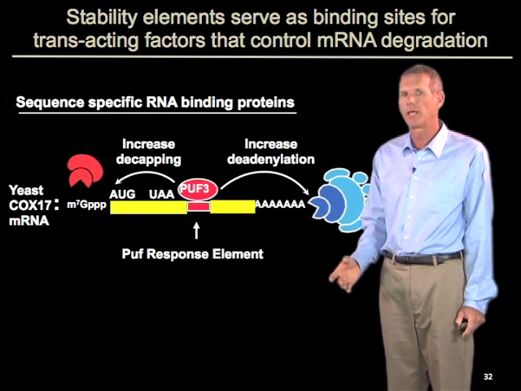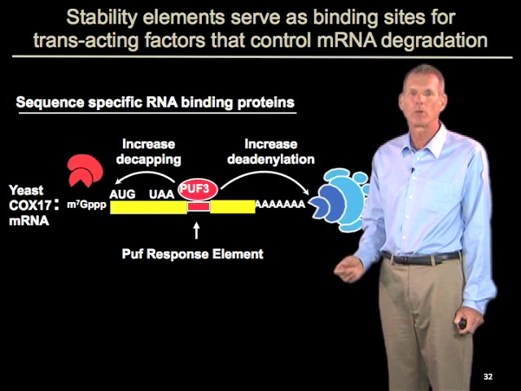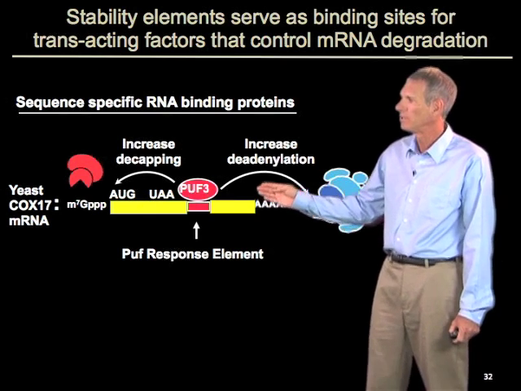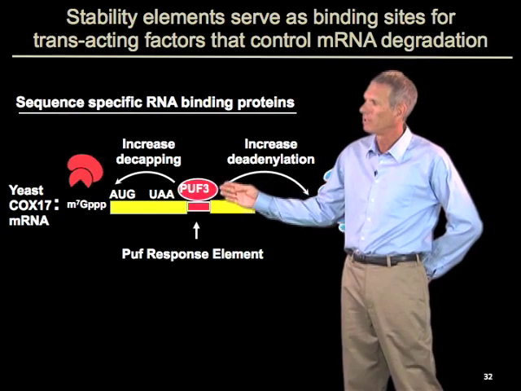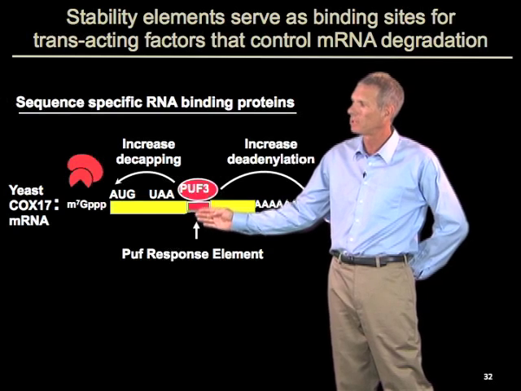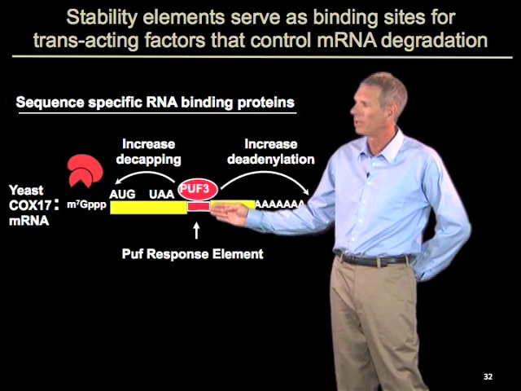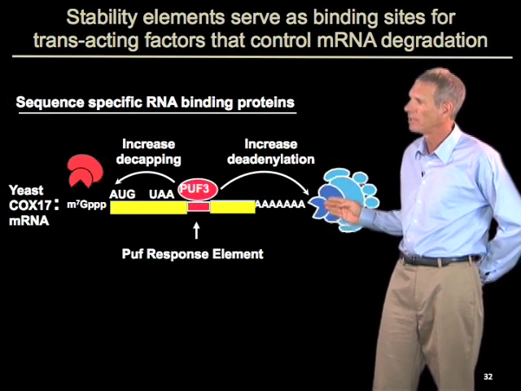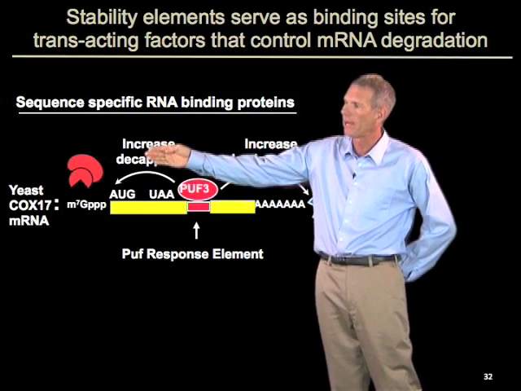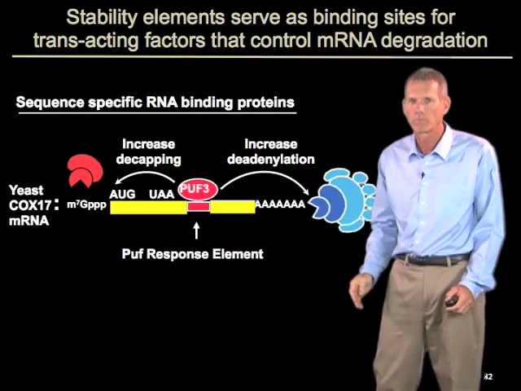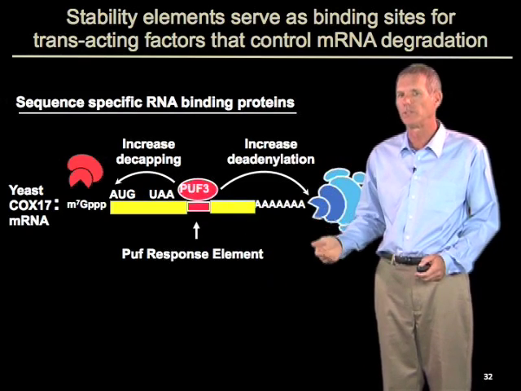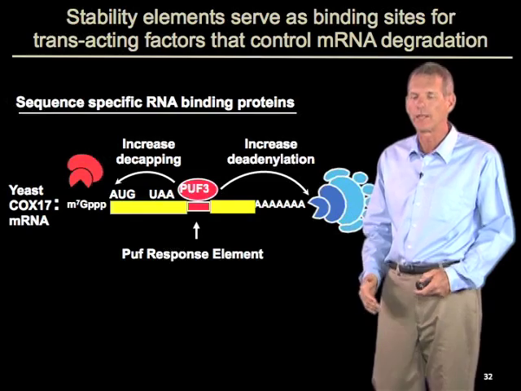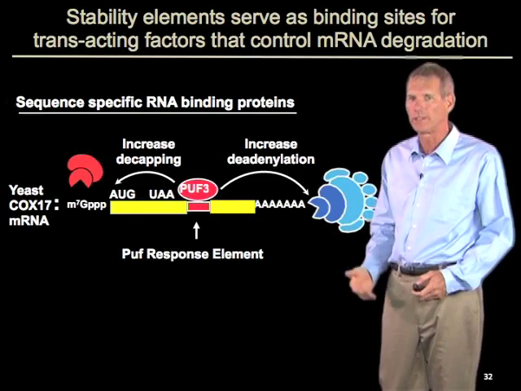Many of these stability elements serve as binding sites for proteins or microRNAs that then control RNA degradation. In this example I'll use here today, the PUF3 protein is a protein which binds to a short sequence element in the 3' ends of yeast mRNAs. And when it does so, it recruits the CCR4 deadenylase complex and subsequently can also increase the rate of decapping of that message. And that's a general principle that we see for many of these instability elements, is that they recruit these trans-acting factors that then directly or indirectly promote the degradation of the message.